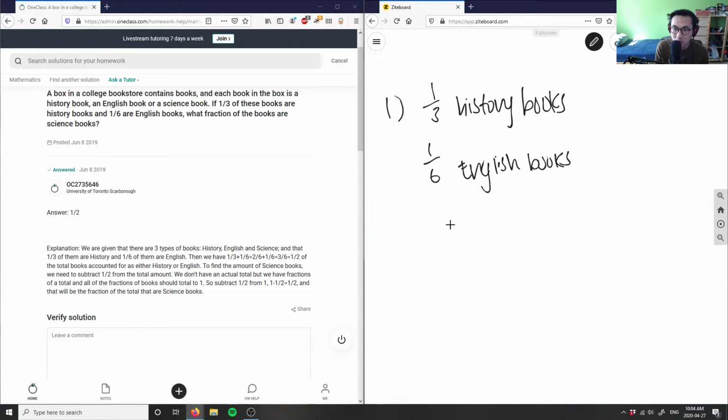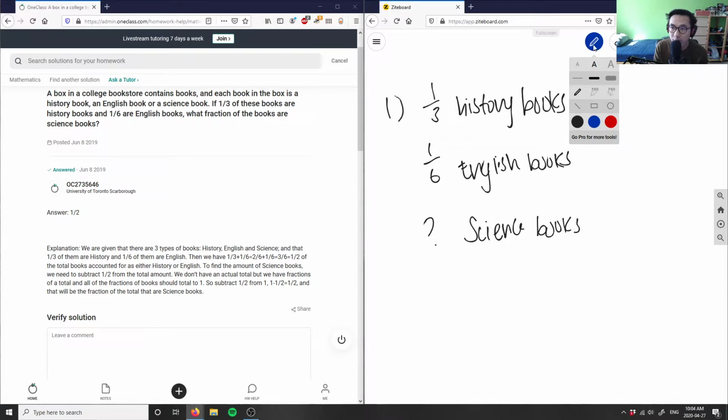So there are three types of books here: history, English, and science. And they're asking what fraction of the books are science books. What we're going to do is use something called the least common denominator. If you look at the denominators here, I have 3 and 6. They're different, so we want to convert them into the least common denominator, which in this case is 6.